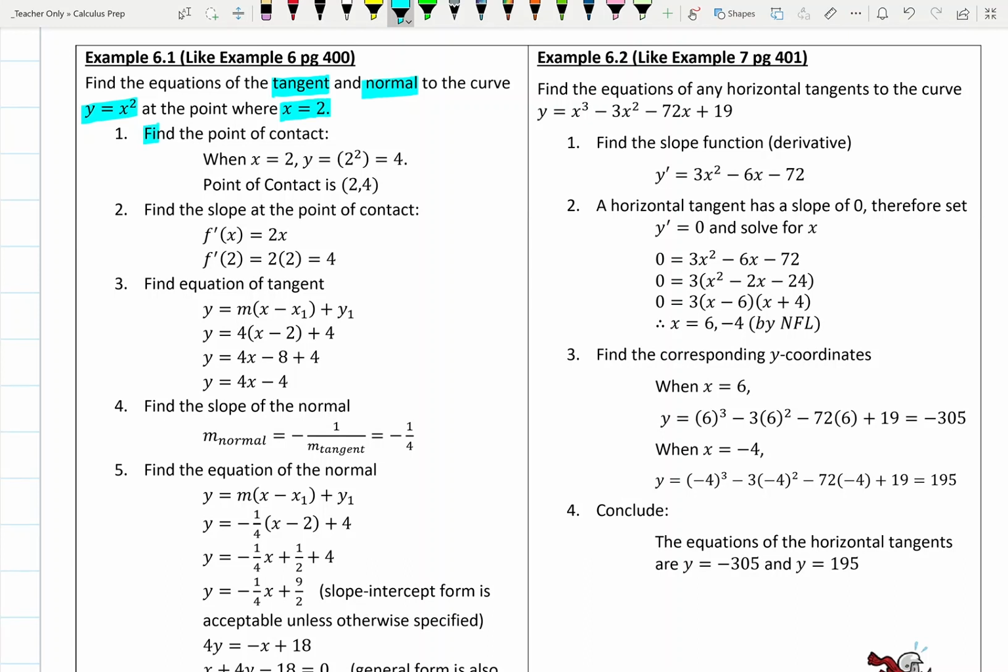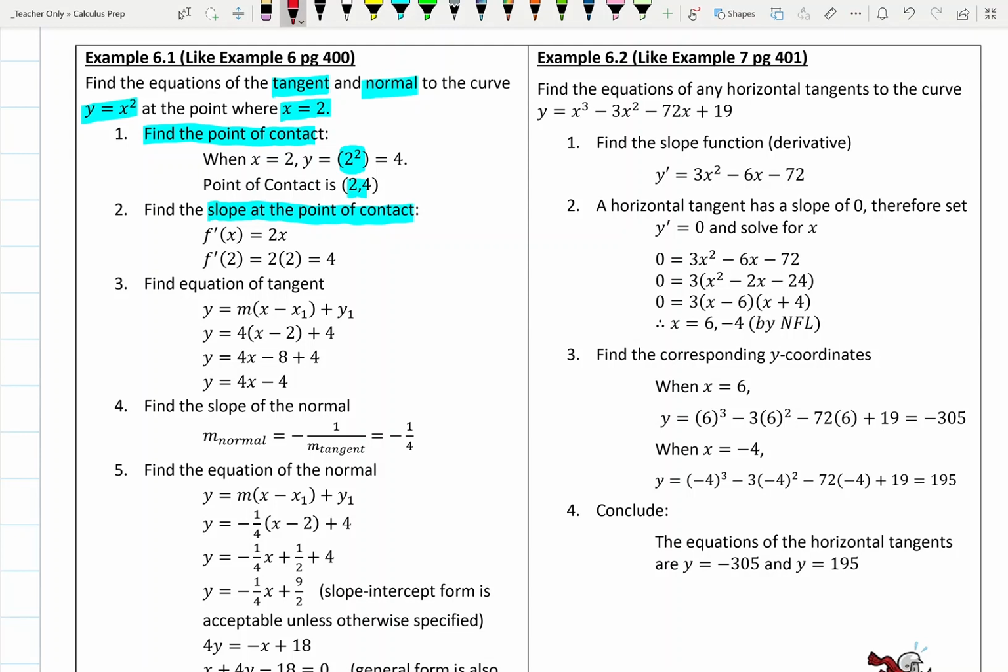So the first thing we need to do is find the point of contact. We've got our x coordinate, which is 2. So we sub it into our actual equation to get our point of contact at (2, 4). Then we find the slope at the point of contact. We're not given any instructions about using first principles, so don't use first principles. Use the rules that we've learned in the last lesson.